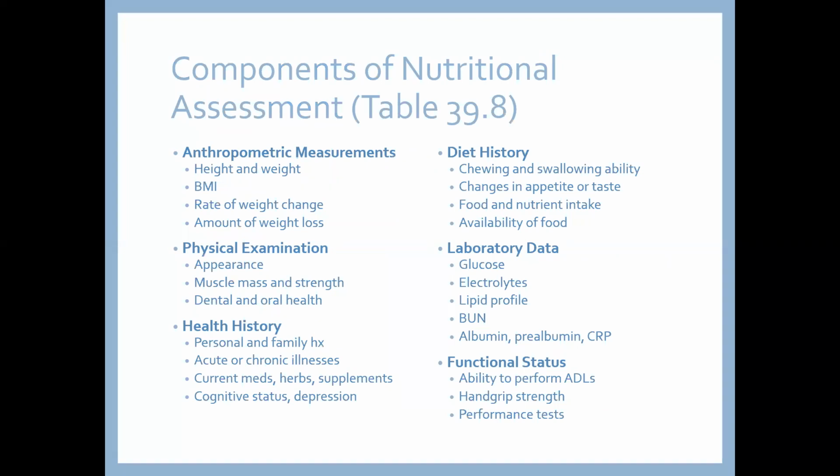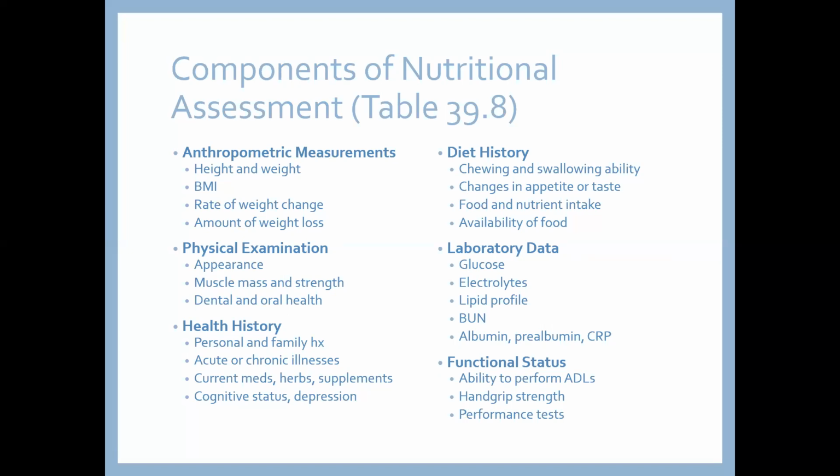And then this shows Table 39.8. So sometimes we don't even realize that we're assessing nutrition in our patients. There's so many different things that go into this. Lab data is super useful in telling us a patient's ability to eat properly. So glucose, electrolytes, their lipid profile, BUN and creatinine for their kidney function, and albumin and prealbumin, which we're actually going to talk about later in this PowerPoint.